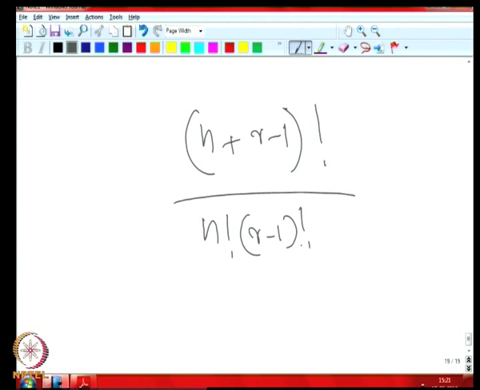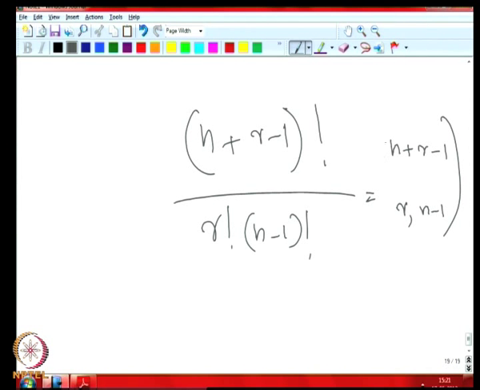You see, we have n minus 1 bars and r dots. So this is essentially that multinomial coefficient n plus r minus 1; r, n minus 1. Therefore, we can generalize it to this formula.